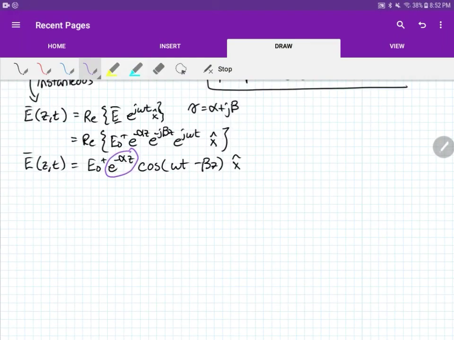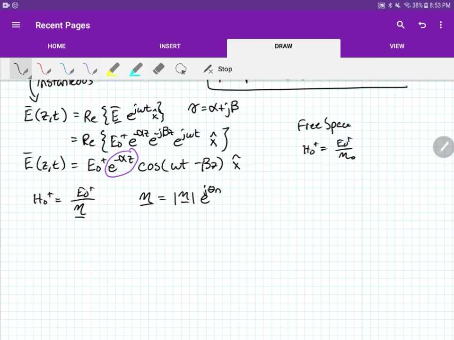And we can do the same for H. So in simple media, free space. In free space, we know that H naught plus is equal to E naught plus over eta naught, where eta naught is in terms of the permittivity and the permeability of free space. But because we now have a conduction term as well, we define H naught plus is equal to E naught plus over a complex eta. And this complex eta can now be written as a magnitude of eta and a phase shift. So eta will now scale our H field while also adding a phase shift.